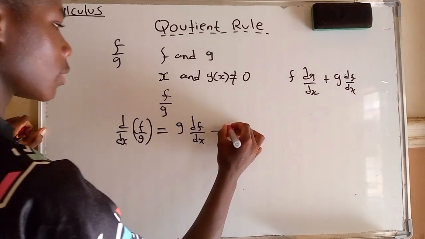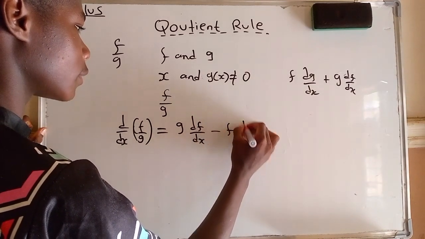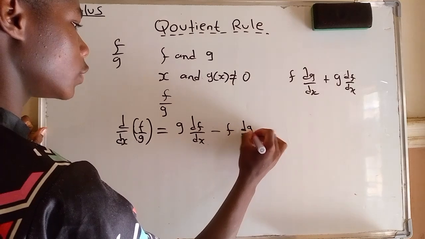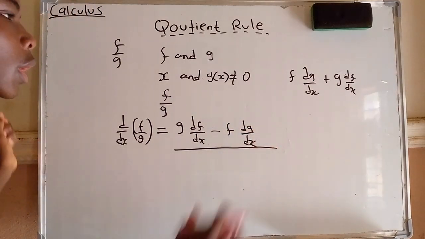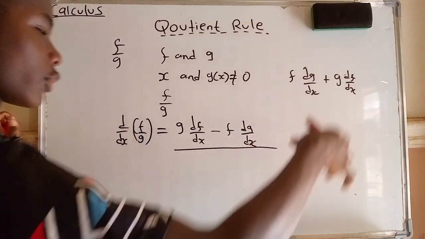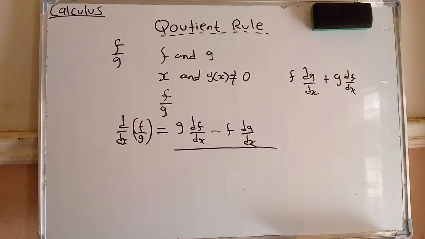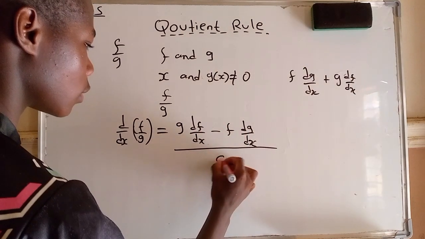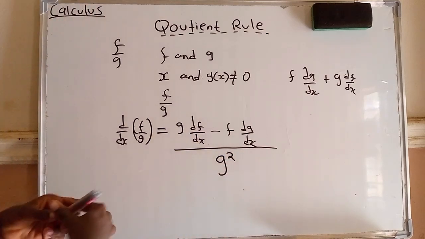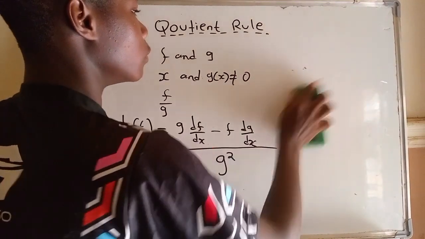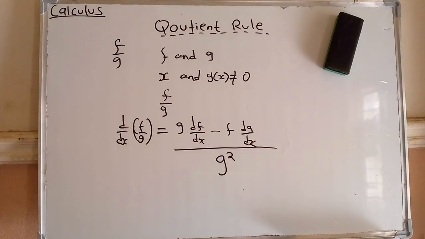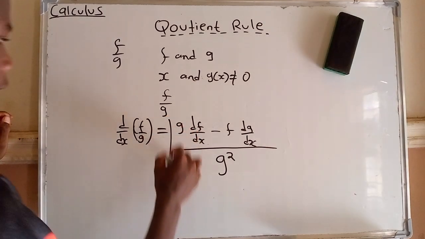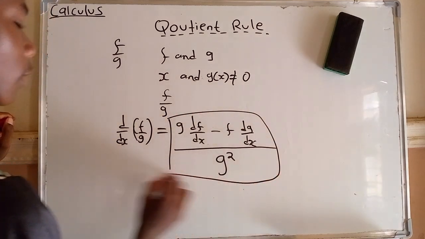minus f dg/dx, over g squared. Maybe in the next video we are going to prove how we find the product rule formula and also the quotient rule formula. If you take a look at this formula, this is the general formula that we may use to solve the quotient rule.